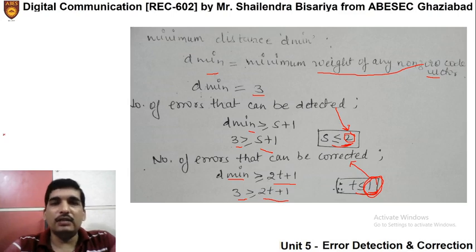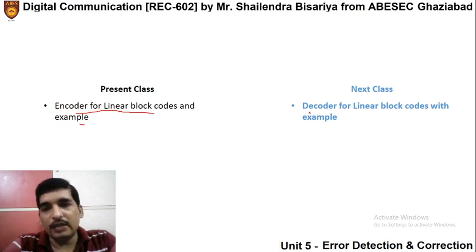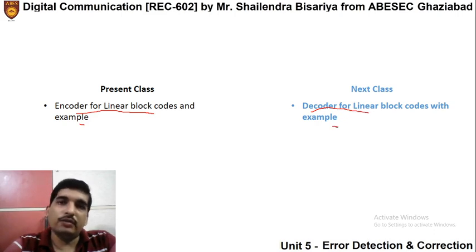I hope this is simple. Only a little bit of calculation was required, but this is very much simple. So I hope you can do it comfortably now. I have given enough examples, right? So today we have discussed the encoder for linear block codes with an example, and next we will discuss the decoder for linear block codes with an example, in the next class. Till then, thank you.